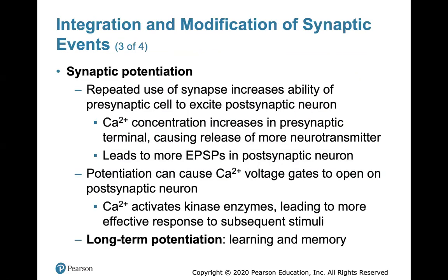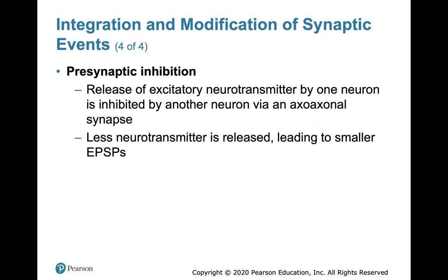Synaptic potentiation, again, is just that repeated use of the synapse increases the ability of the presynaptic cell to excite the postsynaptic neuron. The potentiation can cause calcium voltage channels to open, and long-term potentiation refers to the learning and memory of these synaptic events. Presynaptic inhibition is just an inhibitory mechanism controlled by another neuron.